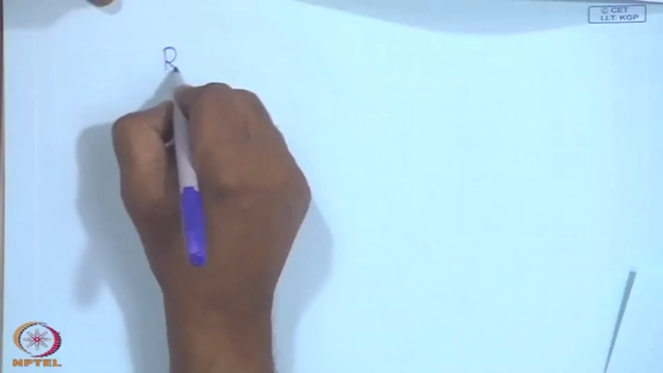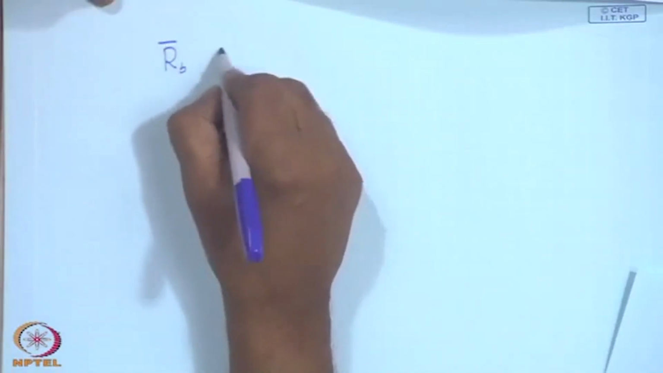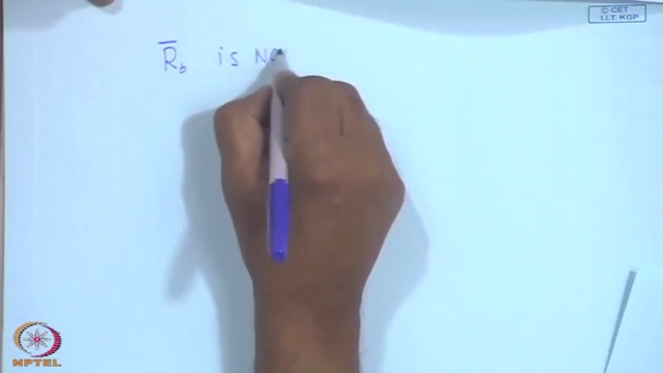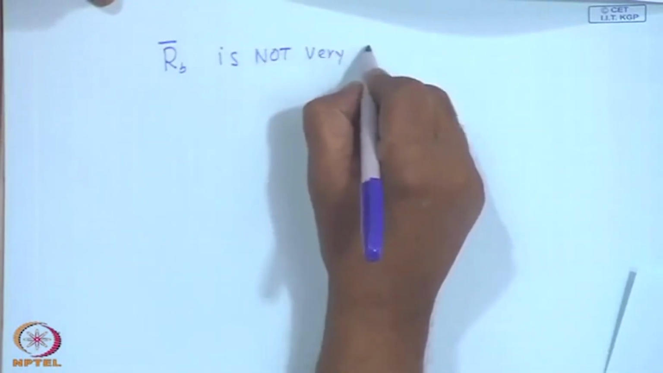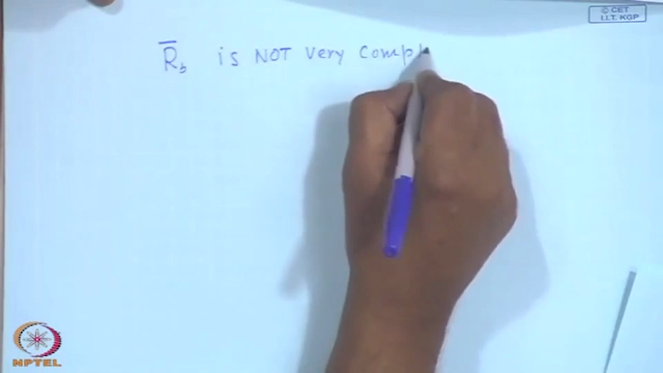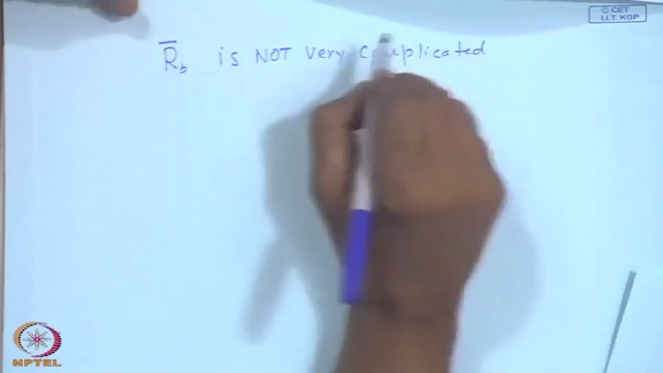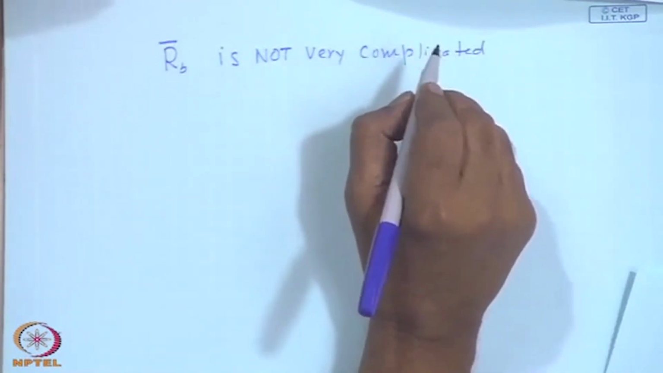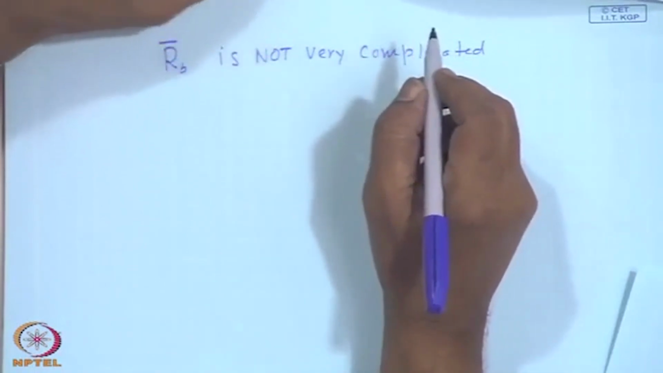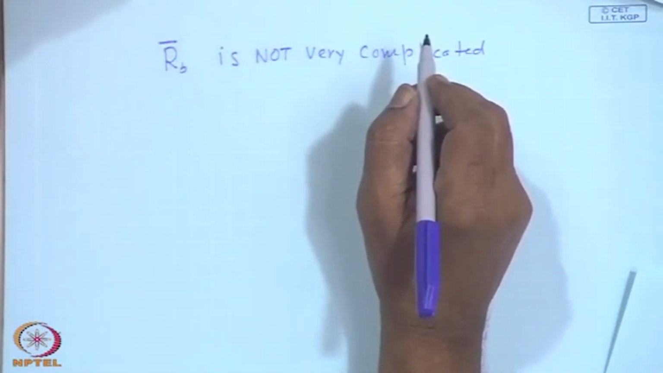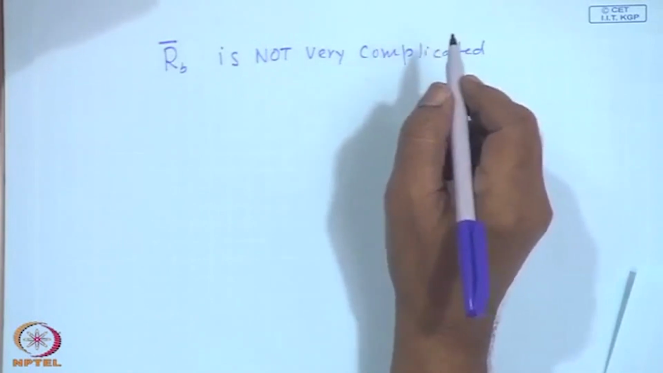So, RB bar is not very complicated. Surprisingly it looks like you are integrating the numerator of RB and the denominator of RB separately, that is integral cos theta by integral cos theta z to get RB bar, though that is not a mathematically correct argument, and it so turned out that the cos theta z term gets cancelled and hence you will have this result.